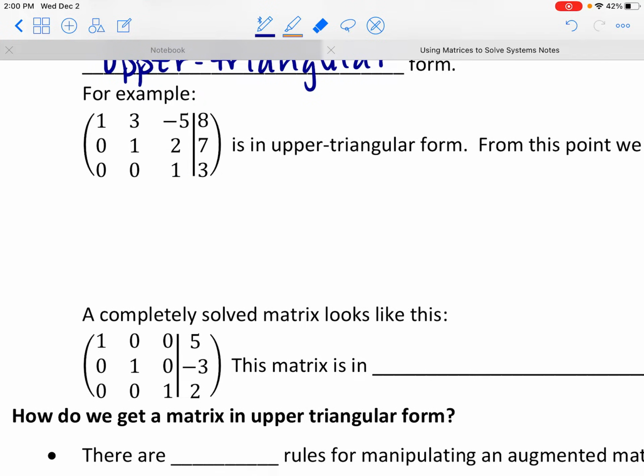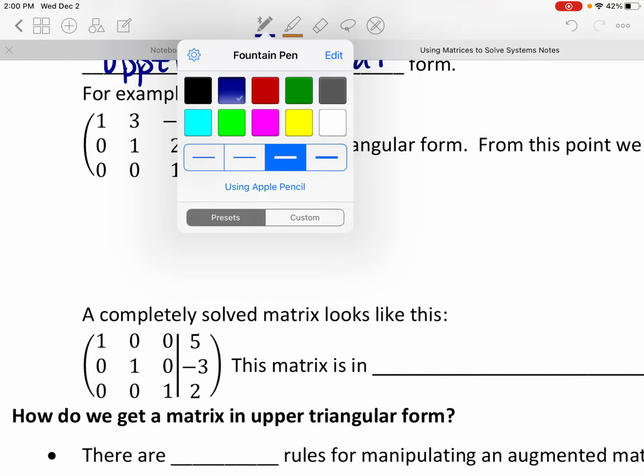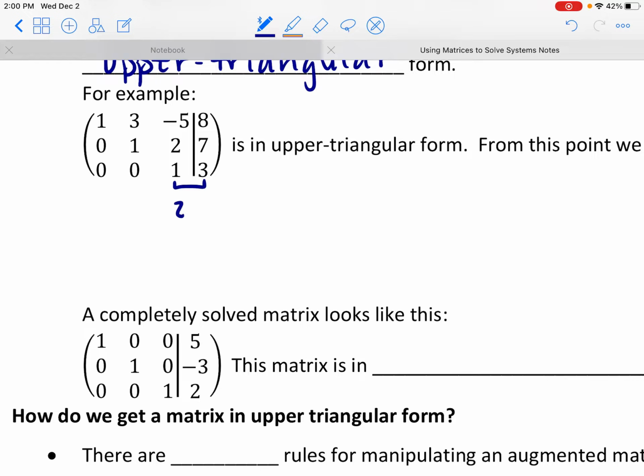Now, why would we want upper triangular form? Well, think about what this means in terms of variables, right? This means 0 x's, 0 y's, and 1 z is equal to 3. If we can get this in upper triangular form, then we can use back substitution to solve. So at this point, we know that 1z is equal to 3, and we could substitute back into the second equation. Since there are only two variables in the second equation, we can see that 1y plus 2z has to equal 7. So if y plus 6 has to equal 7, then we know y has to equal 1.